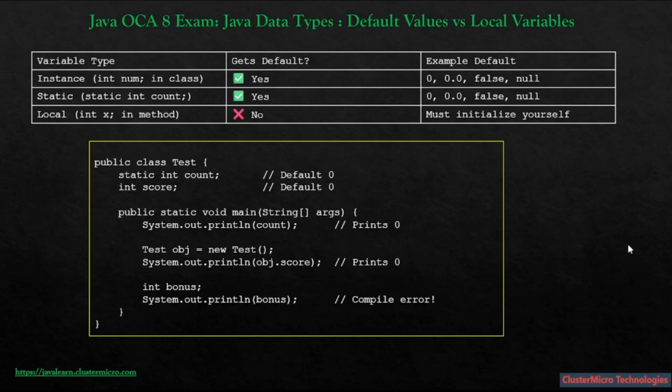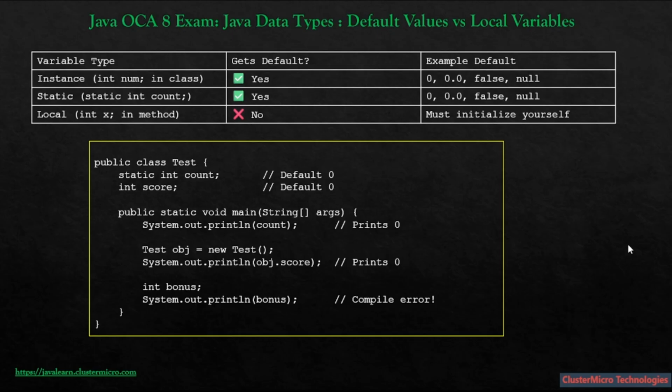Even for a static variable. Rule number 2 is that a local variable gets nothing. If you declare int bonus inside a method and try to use it without assigning a value, the compiler gives you an error. We have discussed it. And here, if you see, one is static int count and the other is int score. This is a static variable, this is an instance variable. Both we are using here without any problem, right? But if you declare a local variable here and try to use it, that will lead to a compile error.